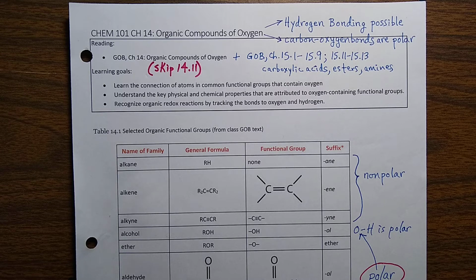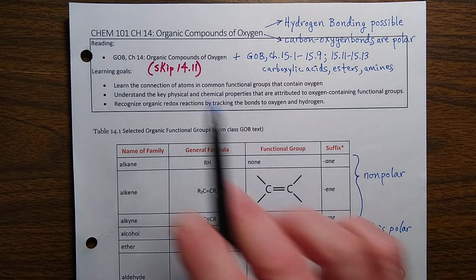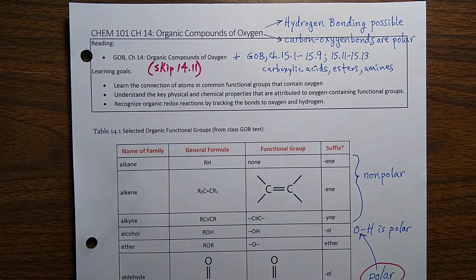So here we are in the last series of videos for the course. I'm going to go through the rest of the functional groups that I haven't discussed so far. Almost all of them contain oxygen. That's why chapter 14 is titled Organic Compounds of Oxygen.